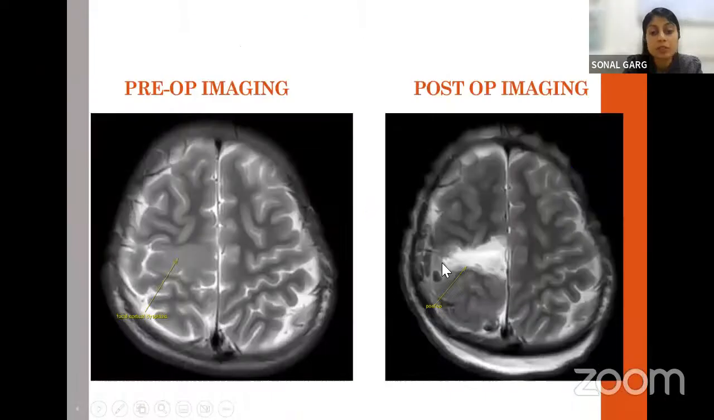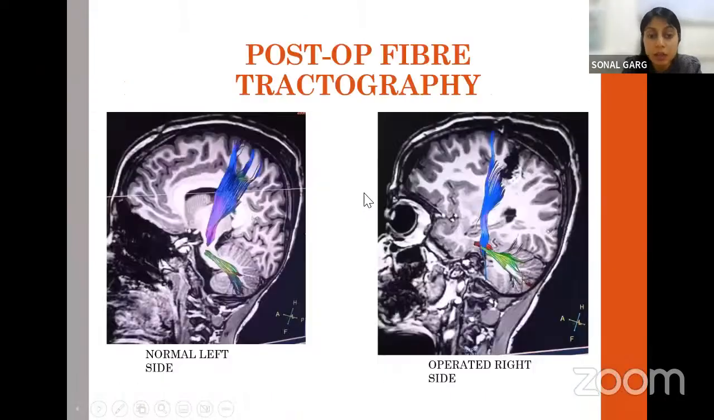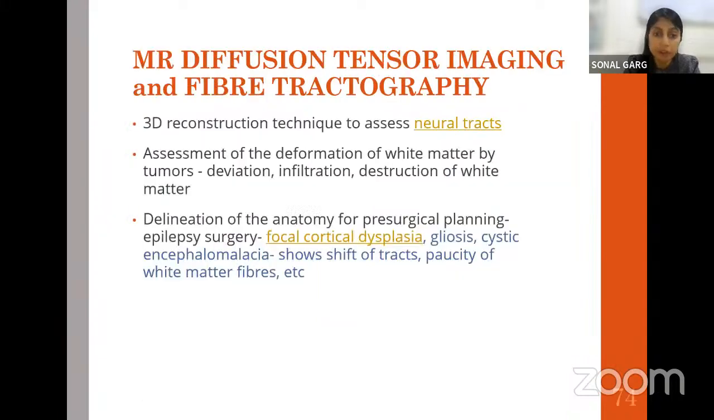So the surgeon goes in and takes the lesion out. And post-operatively, we can again follow up and see that none of these fibers have been damaged. And this was also evident clinically where the child had normal motor functioning.